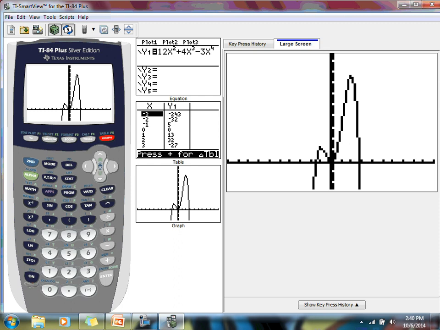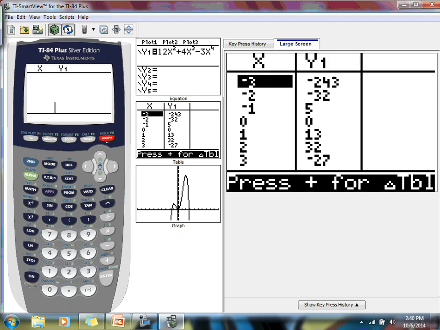But now if I'm actually going to graph it by hand, I need that table of values. So I'm going to do second table and get my table of values here. Now notice that just the way it's set right now, I'm at -3. I have a value of -243. There's no way I'm going to make a graph that big and put that point on my graph. The next point is -2, -32. Same thing. That's not going to fit on my graph, but I'm going to put it on my table because it tells me the direction that the graph is going.